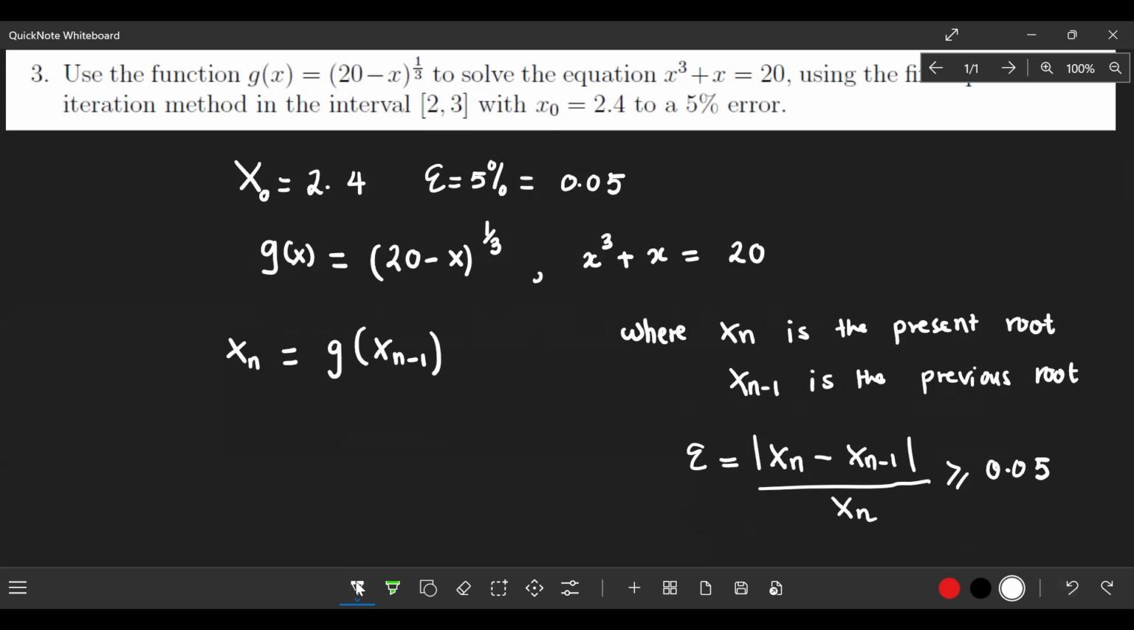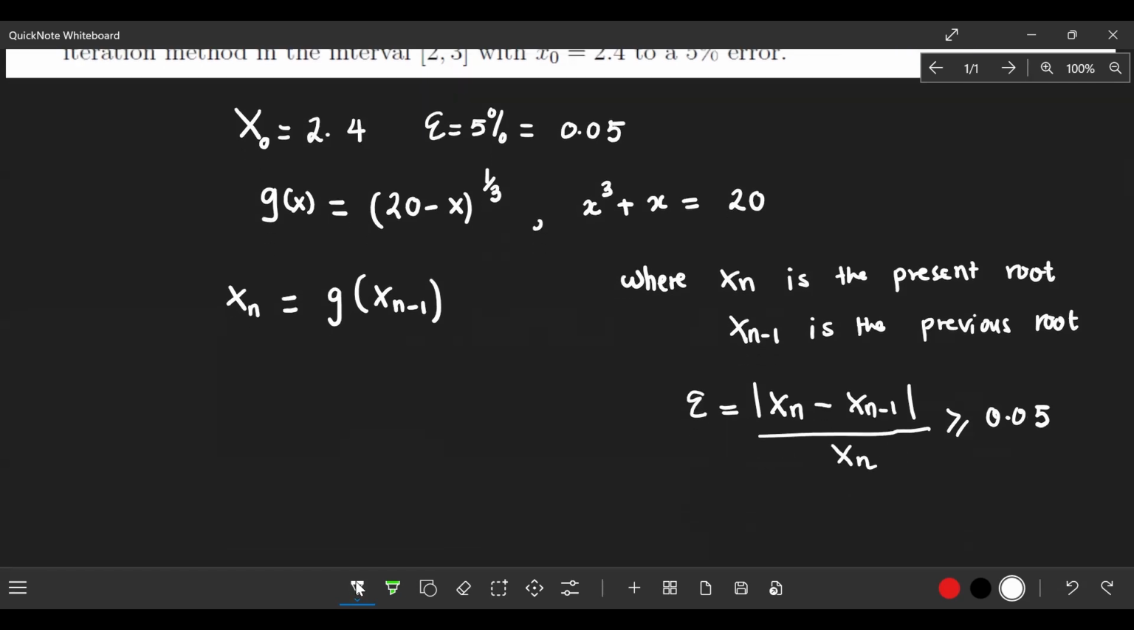So this was the original equation, but remember what we said last time: when you're using the fixed point iteration method, you have to arrange the equation in this form, g of x. All right, so we may start. We are given the initial condition, x naught equal to 2.4, and this is where we're starting from.